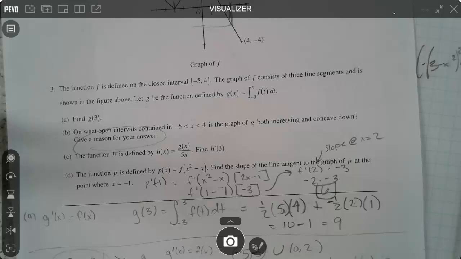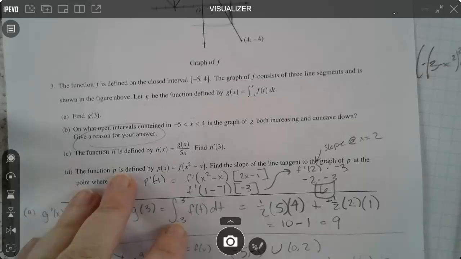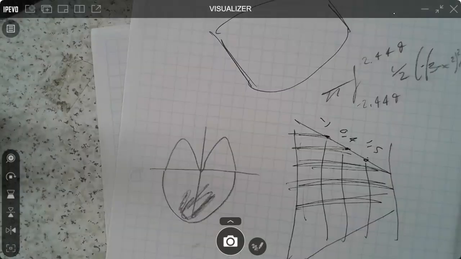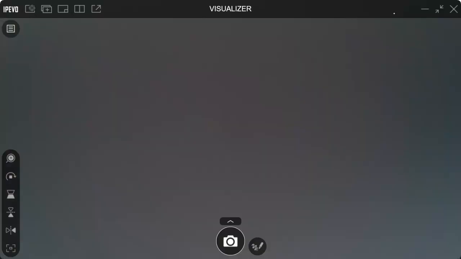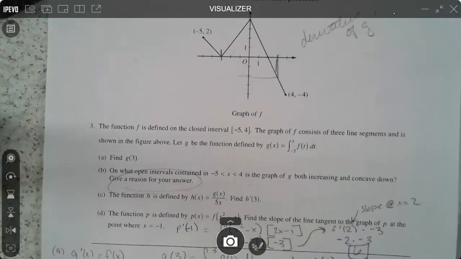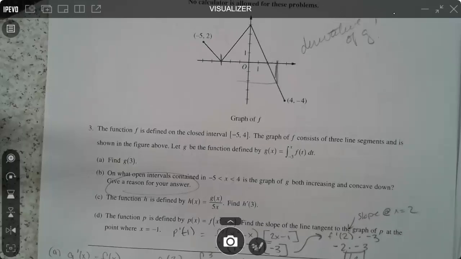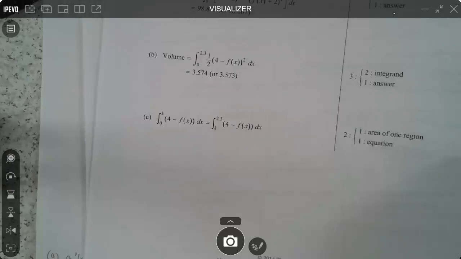So if you would, at the top of each of those papers, put how many points you got, 0 out of 9, 1 out of 9, whatever it is. So yeah. 2 points. 1 if you got one of the two integrals. 2 points if you got both of them. That's the scoring guide for Part C.